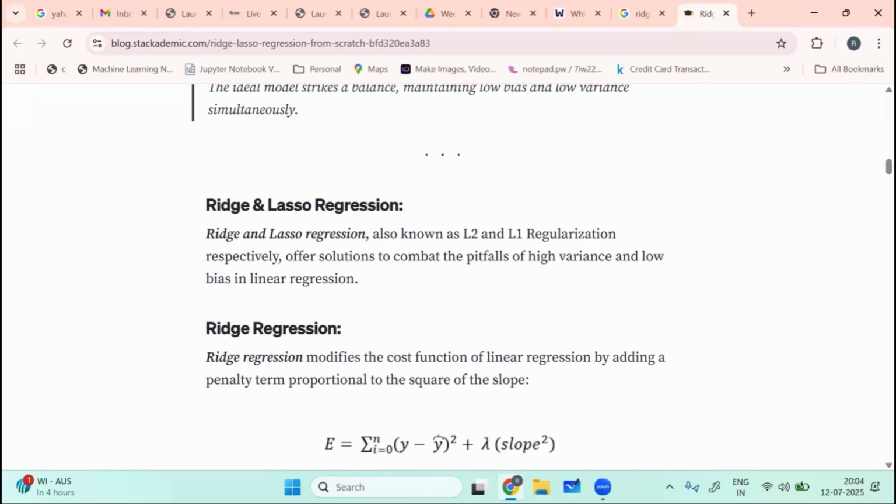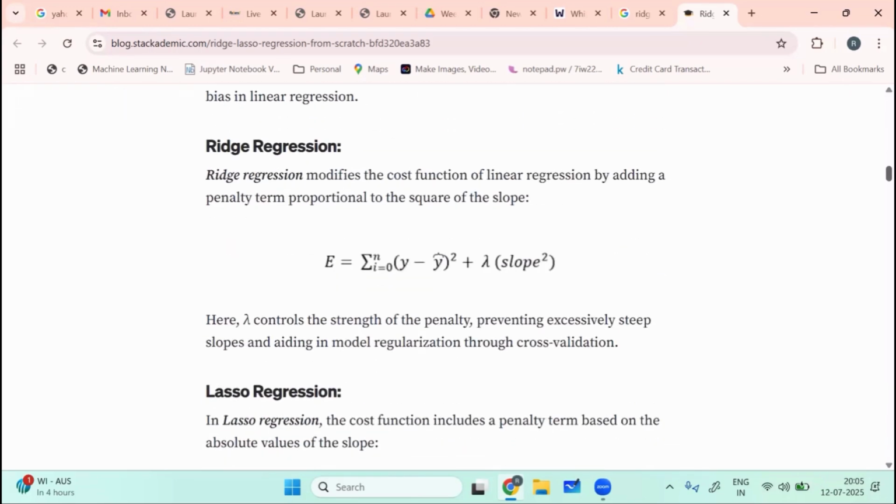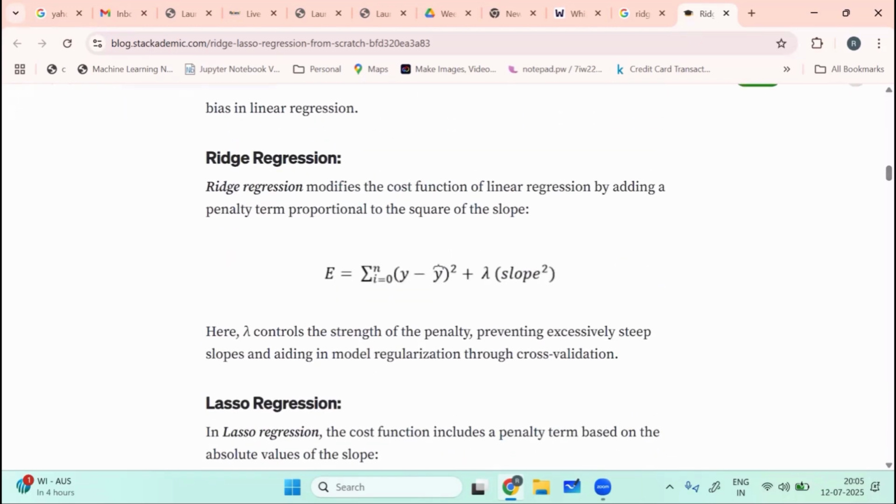So how high variance, low bias and all these things can be tweaked is why ridge and lasso regularization techniques have come up. And what is this regularization? Ridge regression, as I mentioned, has a squared approach.